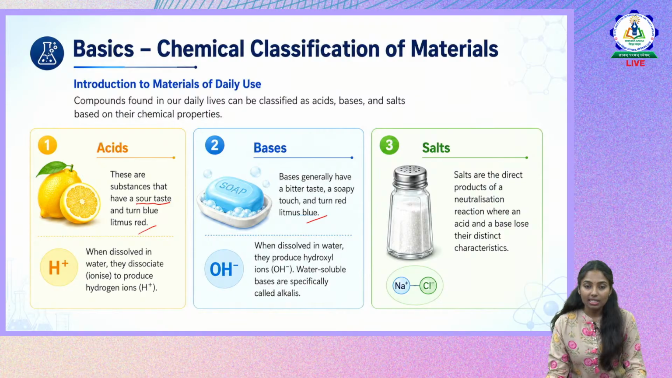And when acid dissolves in water, they release H plus ions, or they dissociate or ionize themselves to release H plus ions. This is one of the major things that we can remember. The same with bases. Bases have a bitter taste, or they have a soapy touch also, and they dissociate into OH minus ions. Even in case of NaOH, you can see Na plus and OH minus ions. They are specifically water soluble and are also called alkalis. We'll see in the coming slides whether all the alkalis can be called bases or all the bases can be called alkalis or not.